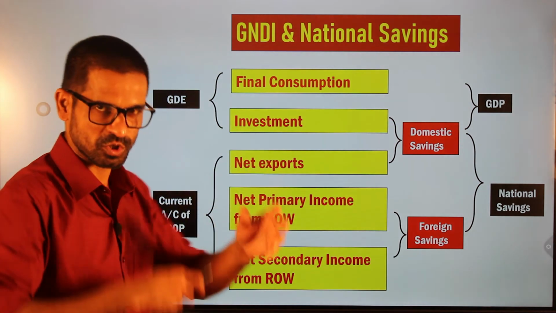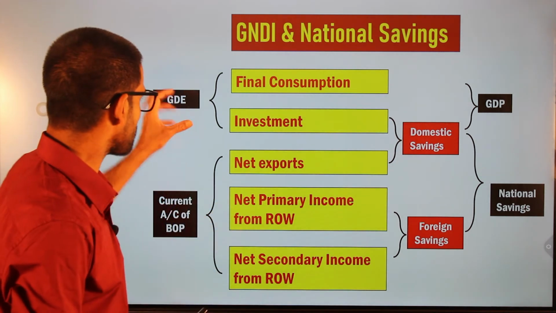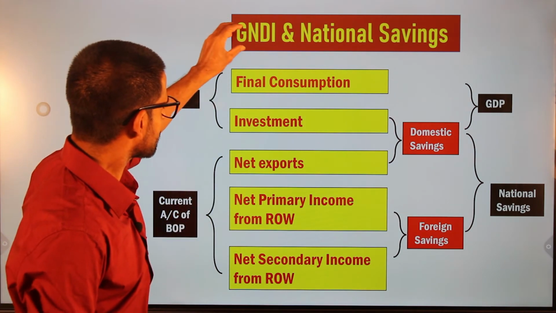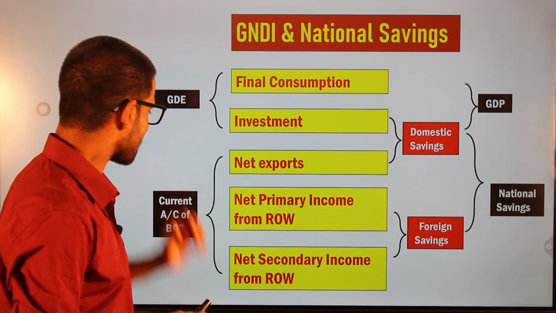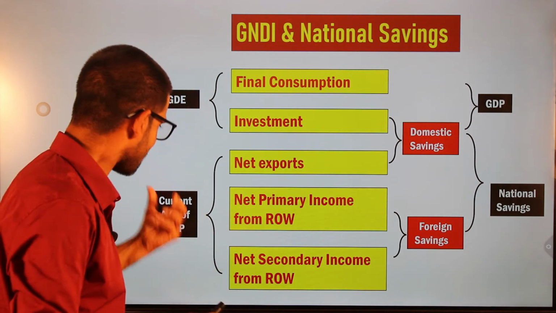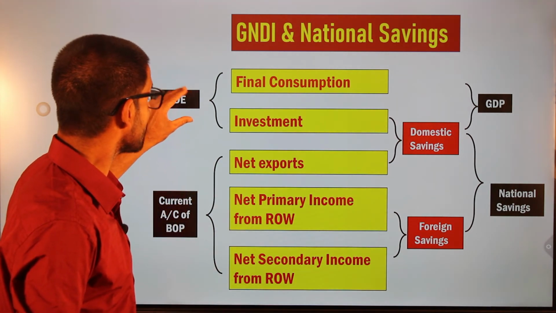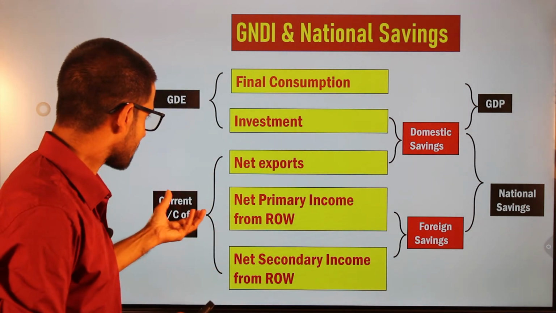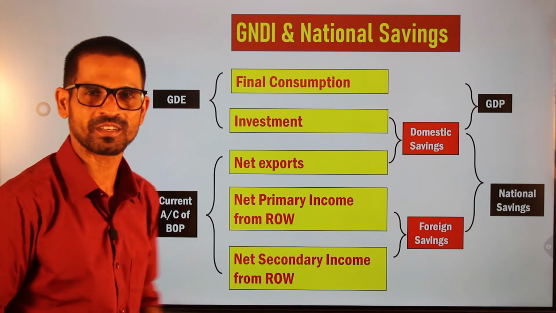Which consists of both domestically produced goods and imported goods, right? That is gross domestic expenditure. So you can again say gross national disposable income equals gross domestic expenditure plus current account balance of the BOP. Therefore, you can reach current account balance. How? By deducting gross domestic expenditure from gross national disposable income. You can reach current account balance. How? You can see that mathematically. You can form equations based on this picture.